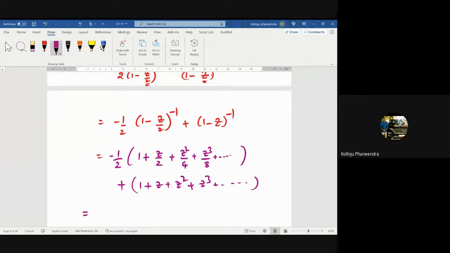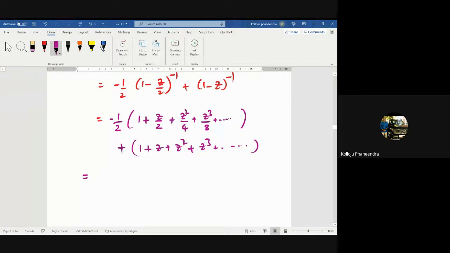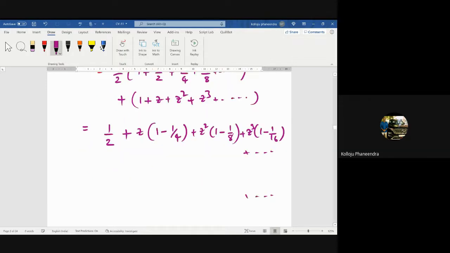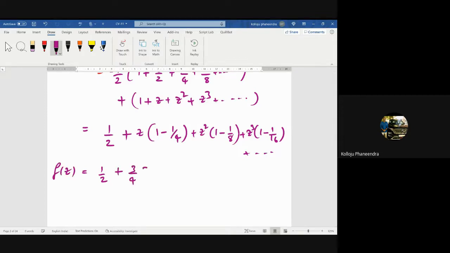Let us combine the similar terms. This is minus 1 by 2 plus 1 by 2. Coming to z terms, for the z terms, z is common. I am taking 1 minus 1 by 4. Next one, I will take z square term common, 1 minus 1 by 8. Next one, z cube term common, 1 minus 1 by 16, right? And so on. So this is equal to 1 by 2, this is f of z, plus 3 by 4 z, next plus 7 by 8 z square plus 15 by 16 z cube.